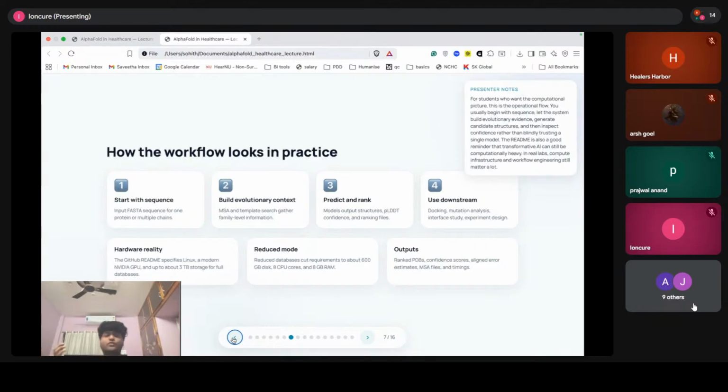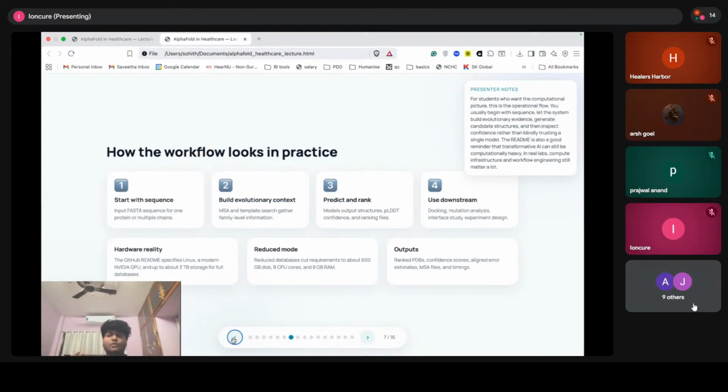So for students who want the computational picture, this is the operational flow. You usually begin with a sequence, typically the FASTA sequence, so one or more chains, and then you build the evolutionary evidence, and then you generate the candidate structures. Then you inspect the confidence rather than blindly trusting one model. You generate multiple models and get the confidence value, which is usually measured through pTM and pLDDT, which I'll come to in the next slide.